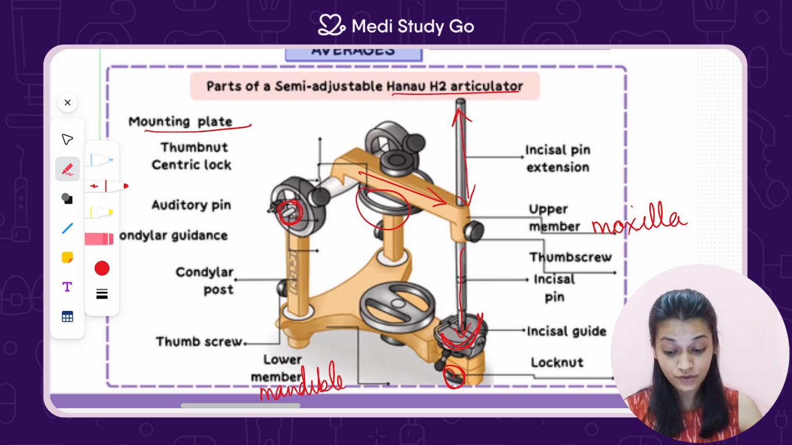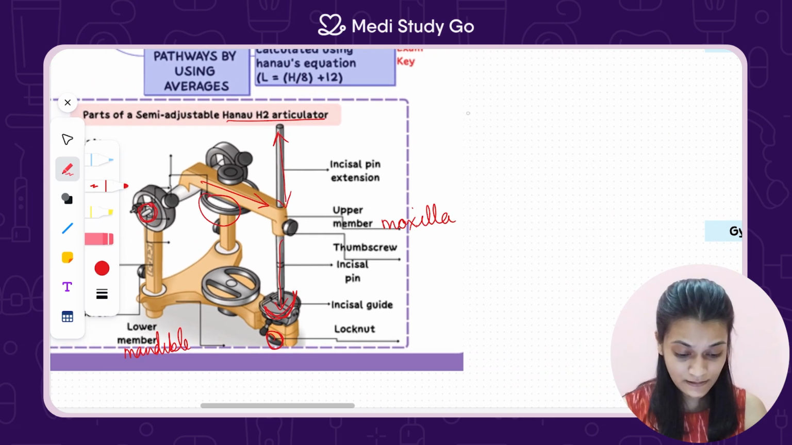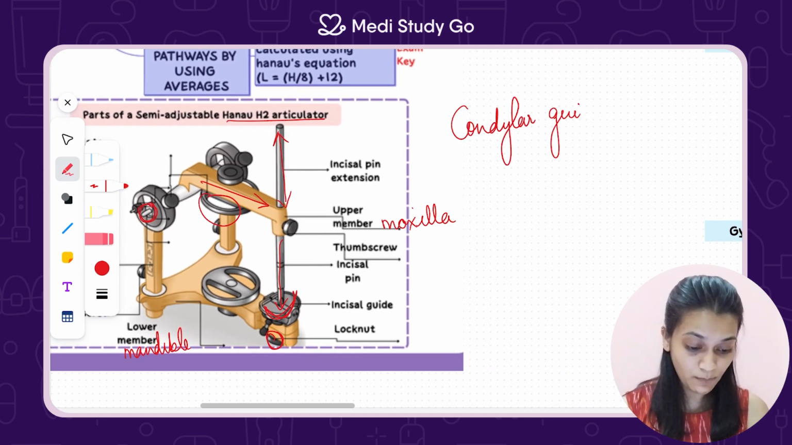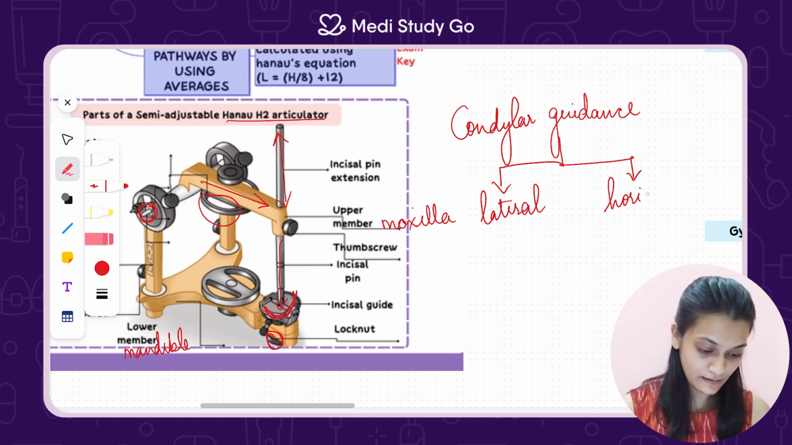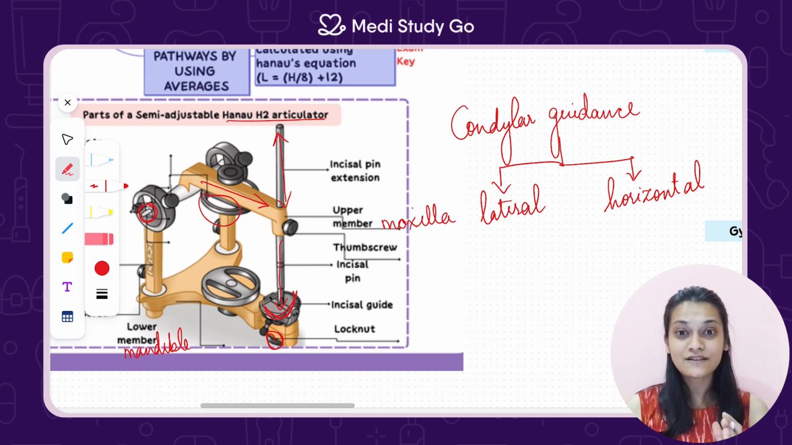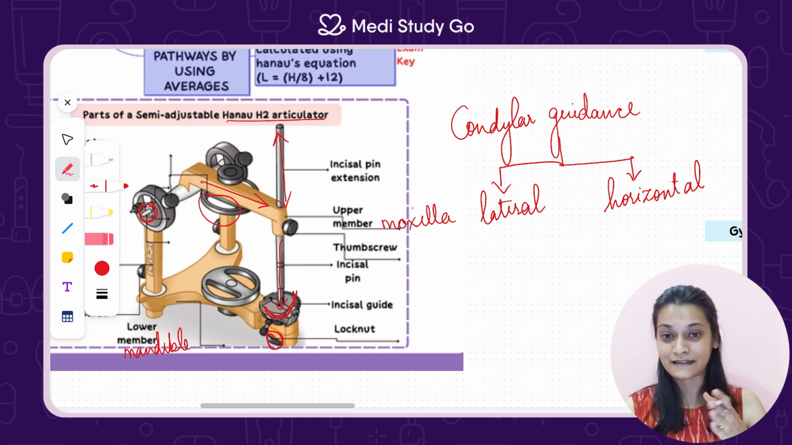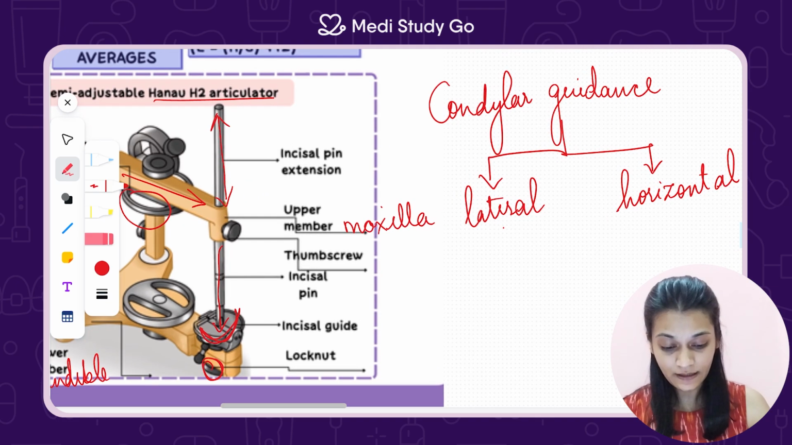Apart from that, what you need to know is the condylar guidance. Now, when I talk about condylar guidance, I'm going to be talking about two terms here: the lateral condylar guidance and the horizontal condylar guidance. What is meant by lateral condylar guidance? Lateral means nothing but the Bennett angle when the condyle moves laterally. So the lateral condylar guidance refers to the Bennett angle.